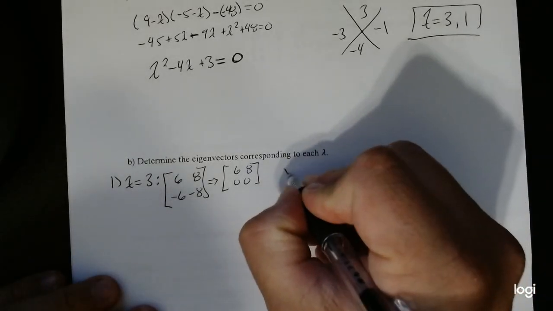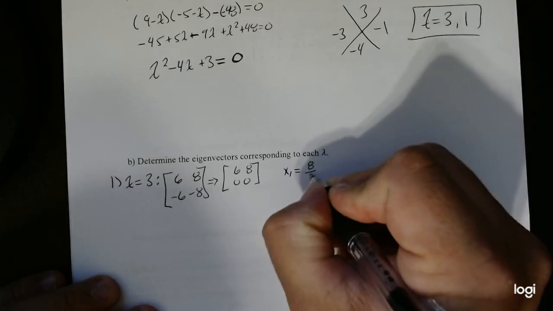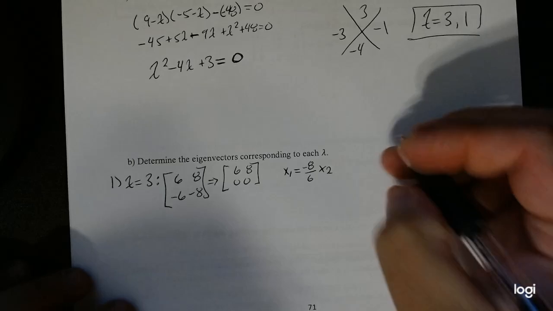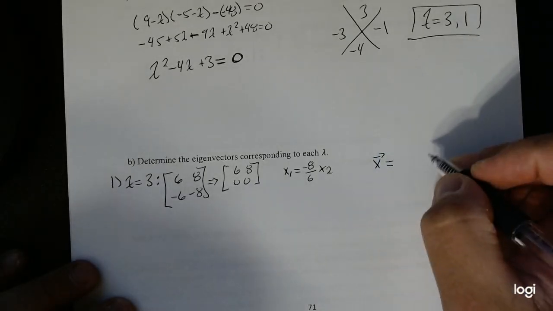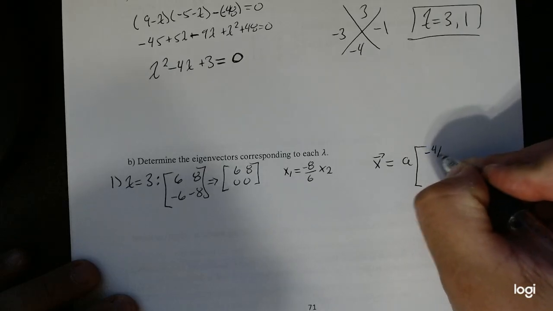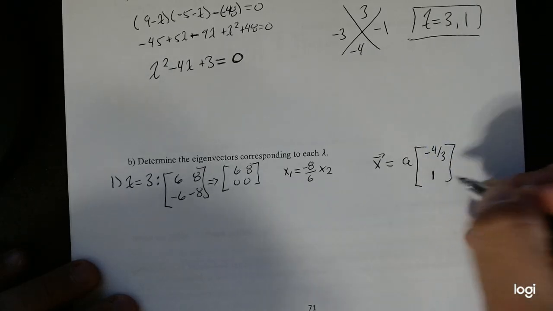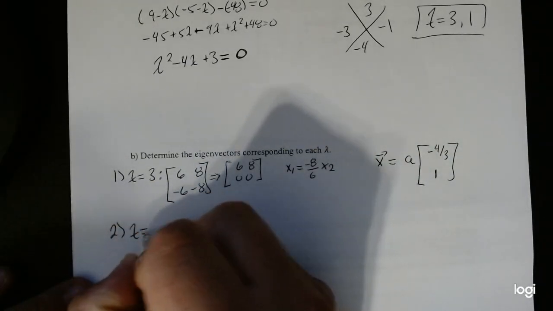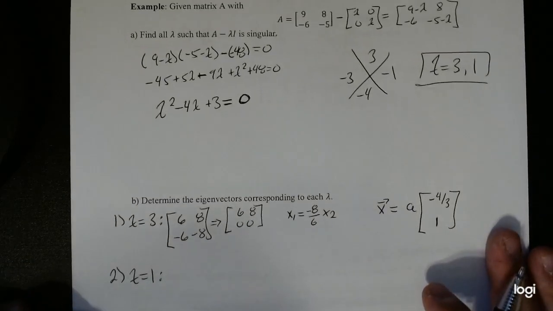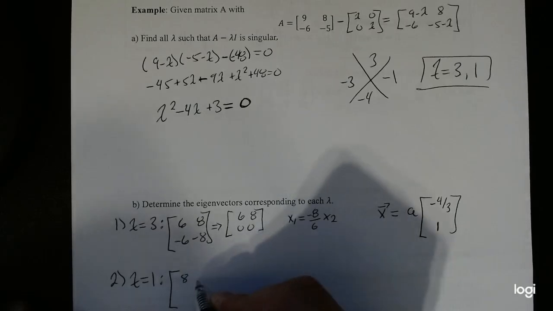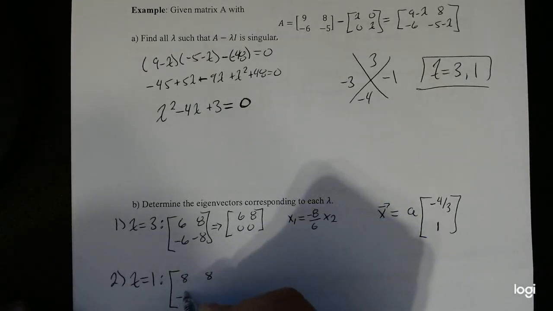So essentially, we get that. So therefore, our eigenvector is of this form. And now we do the same thing for the other one. So plug in 1. 9 minus 1 is 8. This is 8. This is negative 6. Plug in 1, you get negative 6.